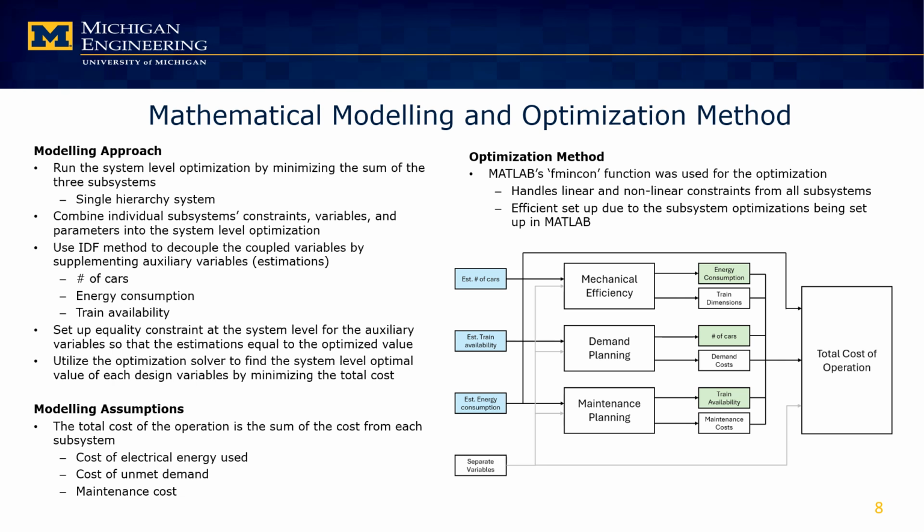We used fmincon function in MATLAB to run the optimization because it can handle both linear and nonlinear constraints from all 3 subsystems, and we use MATLAB for ease of implementation because all our subsystem level optimizations were coded in MATLAB.